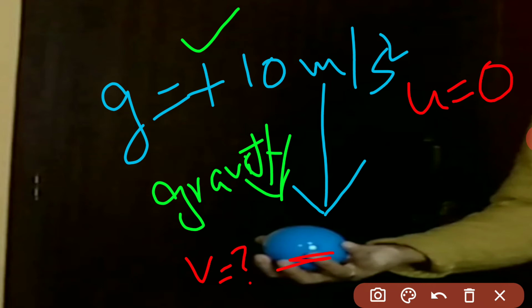The velocity was 0. How much distance did it travel? H equals again the same value, which is 20 meter, right? So question number A is explained. This is the explanation for question number B.